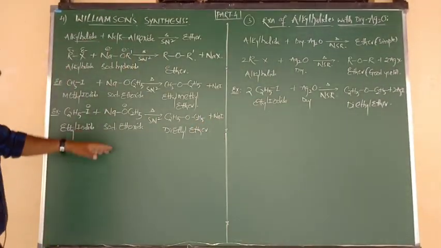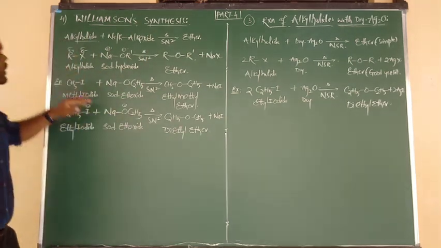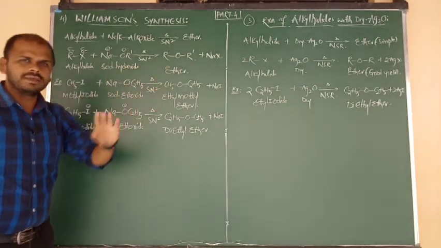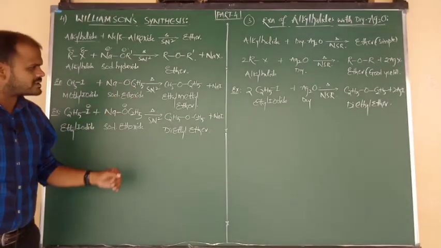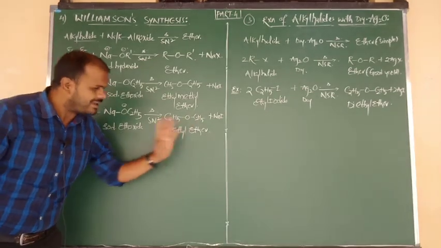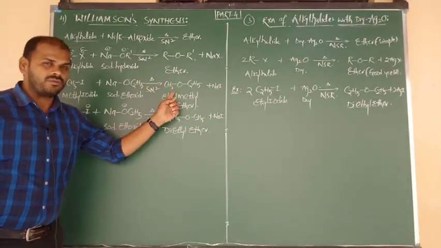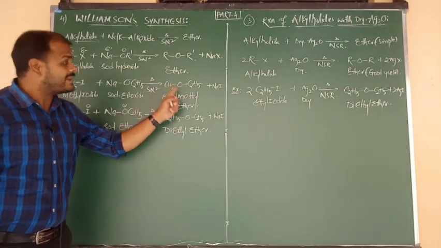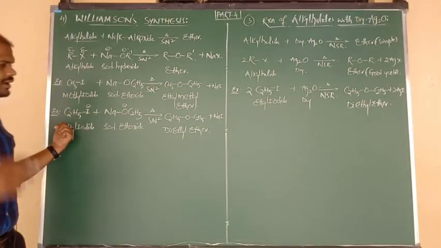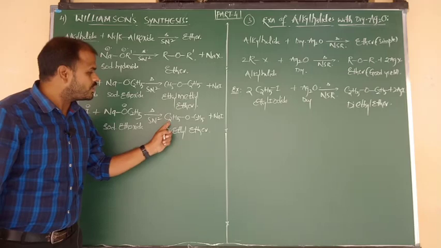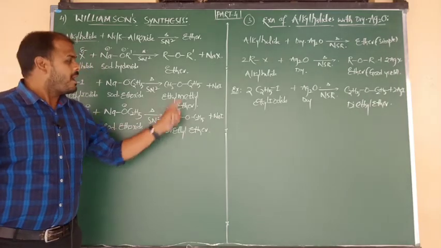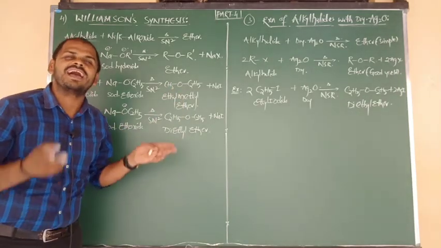Once again I am going to repeat the statement for Williamson's synthesis. Alkyl halides on heating with sodium alkoxide or potassium alkoxide give ethers. Methyl iodide with sodium ethoxide gives ethyl methyl ether. Ethyl iodide with sodium ethoxide gives diethyl ether. Listen carefully. In example 1 I wrote an unsymmetrical ether, with methyl on one side and ethyl on the other. But in example 2 I gave the preparation of a symmetrical ether, with the same groups on both sides: oxygen bonded to two similar alkyl groups is a symmetrical ether. Oxygen connected to two different alkyl groups is an unsymmetrical ether.